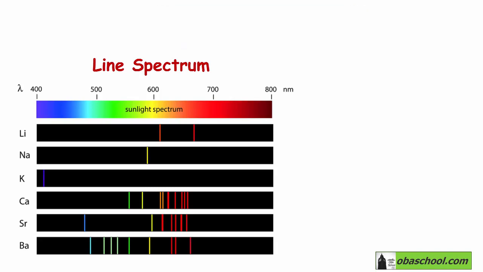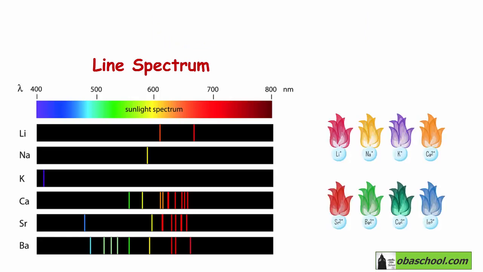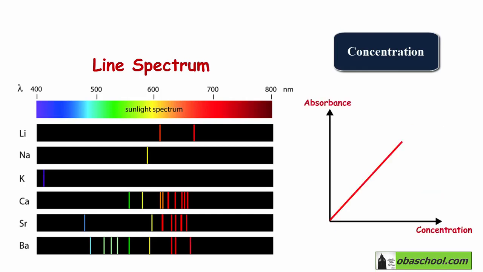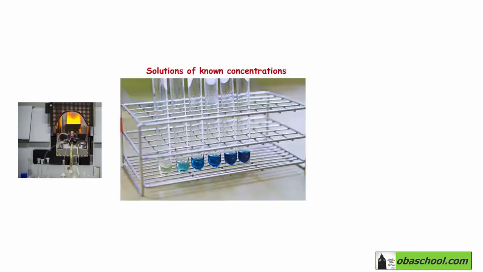The line spectrum can be used to identify the metal ions by comparing it with a database held on a computer. Not only can we identify the metal, but also the concentration of the metal ions present. We can determine the concentration of the metal ion present in the sample by measuring the intensity or the absorbance of light with a specific wavelength known to be characteristic of a particular metal ion. The flame emission spectrometer can be calibrated using solutions of metal ions of known concentrations.